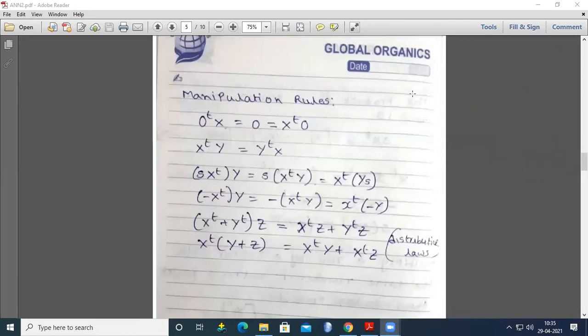So, manipulation rules. The zero vector: 0 times any vector equals 0, and x^T times 0 is also 0. Also, s times x^T y equals x^T times s y. If you take any simple example, for example x equals 1 2 3.